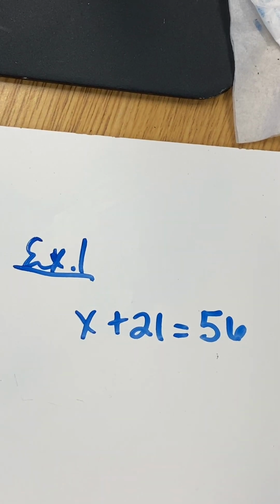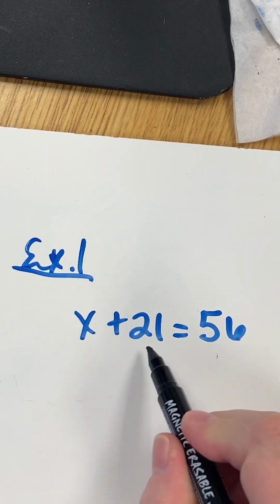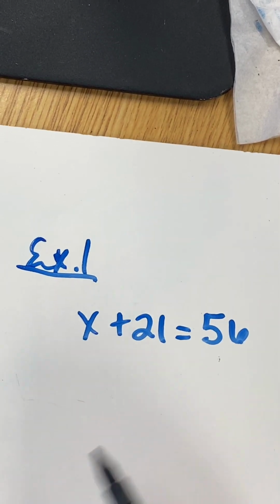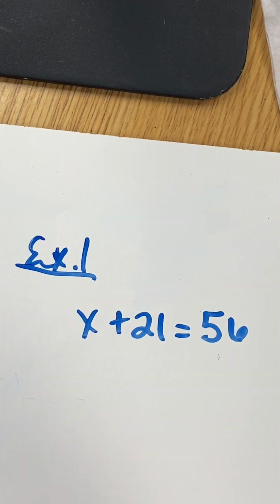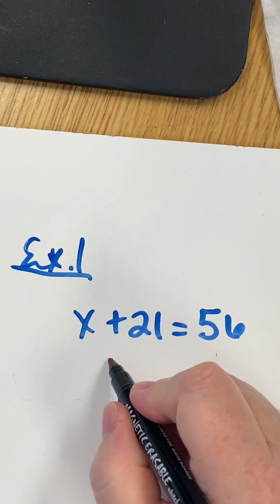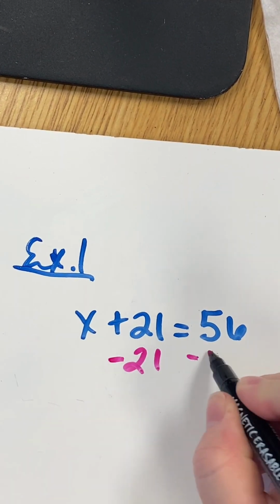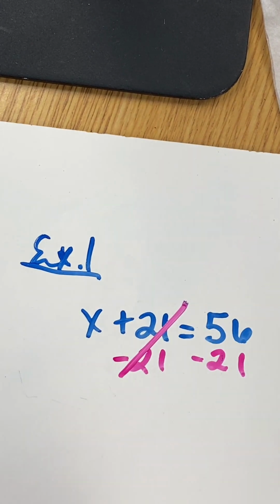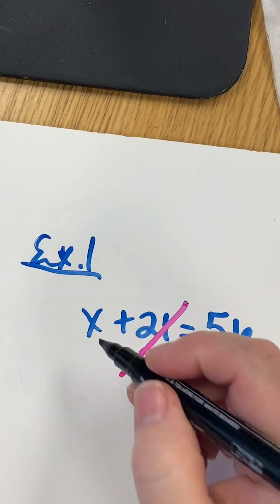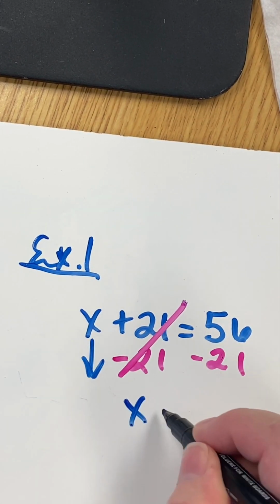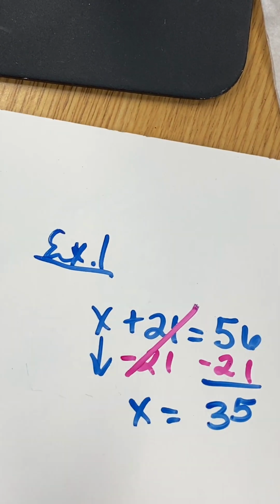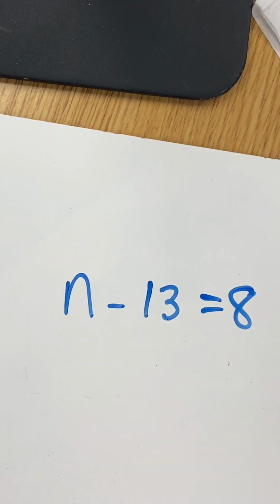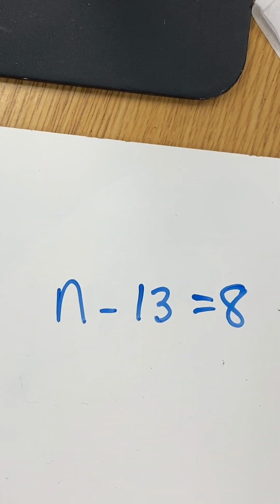Okay, so we're going to use the inverse. We want to get rid of this 21. So we're going to do the same thing to both sides because we know that we can do that. These cancel each other out. I'm going to bring my x down, so x will equal, and then all I have to do is subtract. Easy peasy.